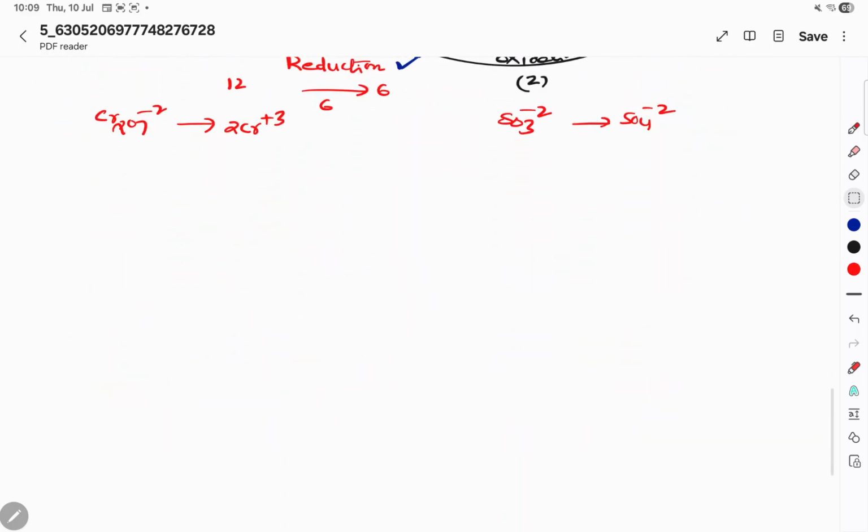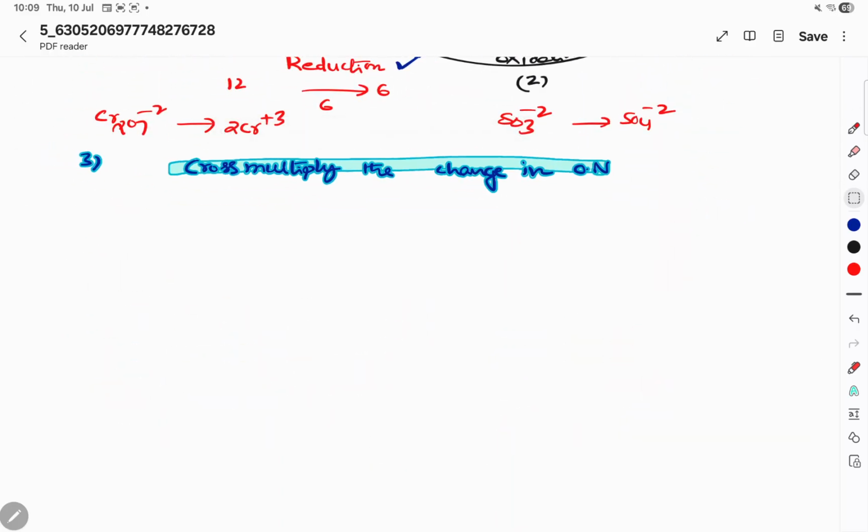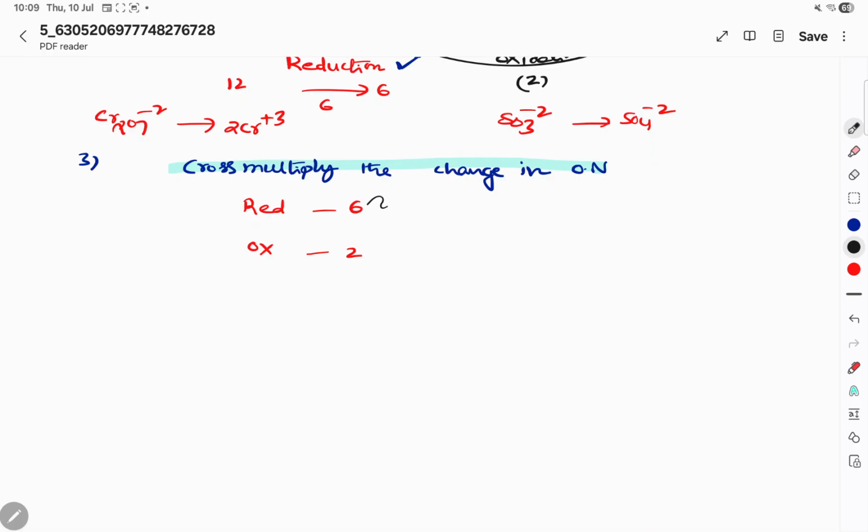Let us take this third equation. What I observed? For reduction, I have 6 units decrease. For oxidation, I have 2 units increase. So here you can cancel the common factor. 2 3 just, 2 1 just. Now you can cross multiply. Oxidation reaction multiply with 3. Reduction reaction multiply with 1.